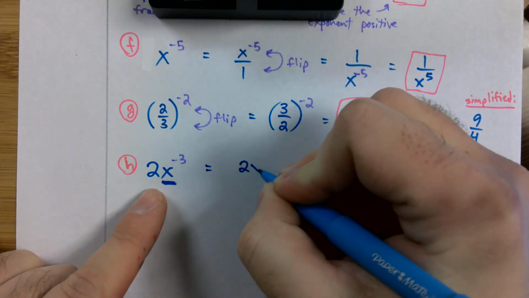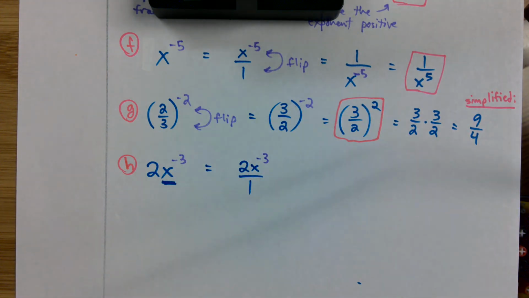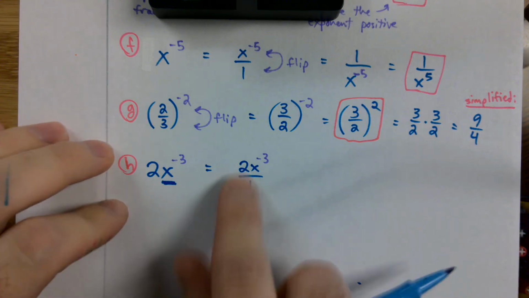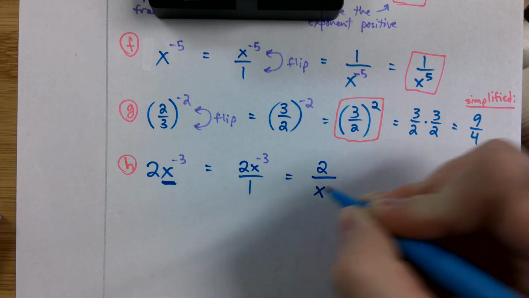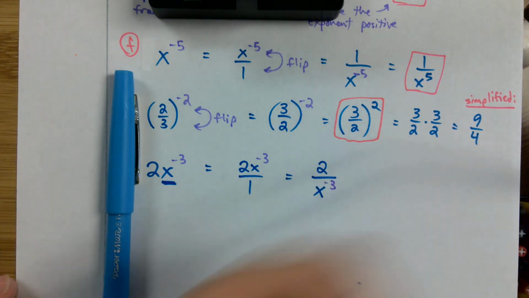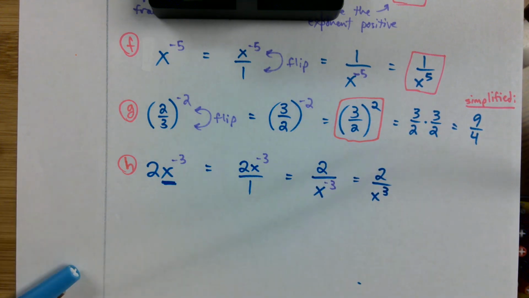If we have 2x to the -3 over 1, right? First step is to write it as a fraction if it's a whole number. And then we're going to flip them, right? We're going to bring that numerator down into the denominator and the denominator up into the numerator, okay? But we're going to leave this 2 in the numerator. Just like that. Now, get that copied down and then we'll explain why.